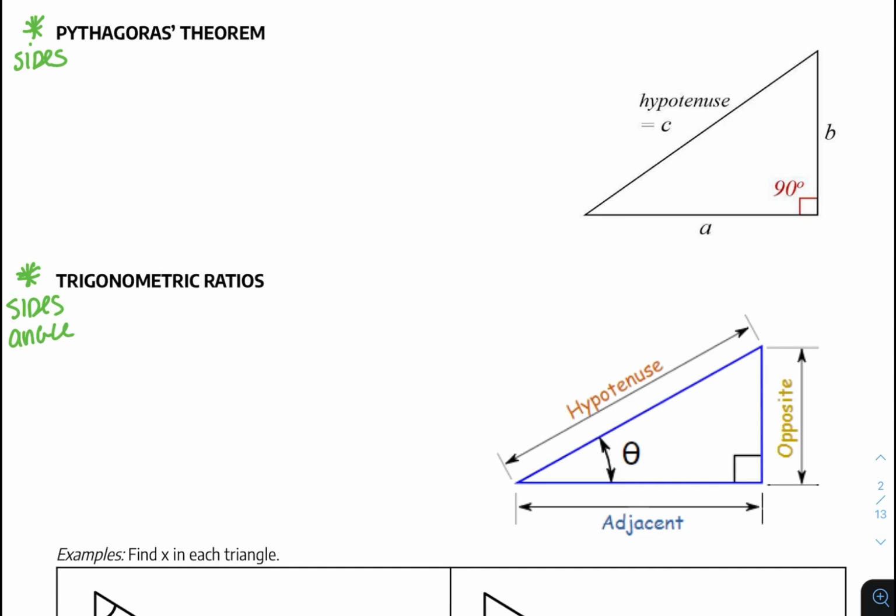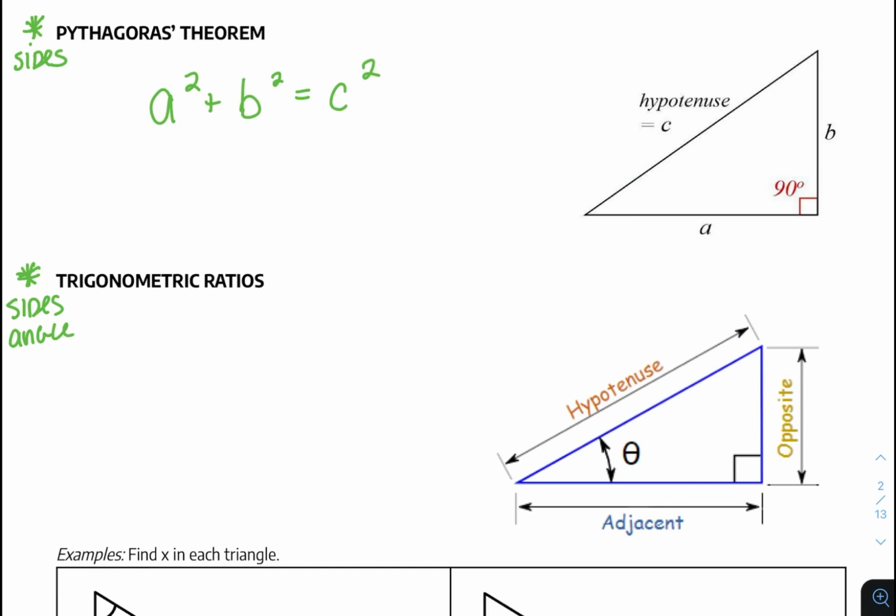Our Pythagoras theorem, we take a right angle triangle, we label the two legs A and B, it doesn't matter which one is A or B, and then the one that really does matter is the hypotenuse must be C. And the Pythagorean theorem is a squared plus b squared is equal to c squared. So this is not in the formula booklet, but you can use this formula for any right angle triangles only.